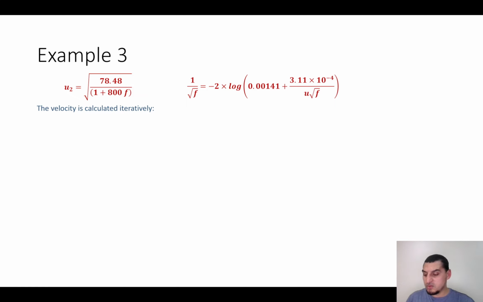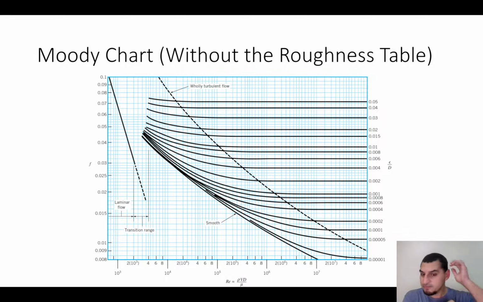And what we are going to do is, as I said, trial and error. So we'll assume any value of the friction factor. And this is one important thing: as I said, you can assume anything. You can assume Reynolds number, you can assume the velocity, or you can assume the friction factor. But to understand why I chose to assume the friction factor, we need to go back to the chart.